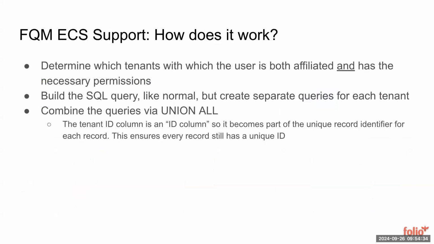Okay. And so how does this work again? So essentially the way that FQM works in ECS mode is it goes and checks the tenant affiliations and sees which tenants are eligible to participate in an ECS query, and that the user has permissions to see the data in each of those, because affiliations work with separate permissions in each tenant. We build the SQL query like normal, but we essentially delegate a separate query to each of the tenants that are going to be in play. The results are combined with a union all, and we preserve the tenant ID in the ID column, so it becomes clear which tenant sourced the particular data piece.